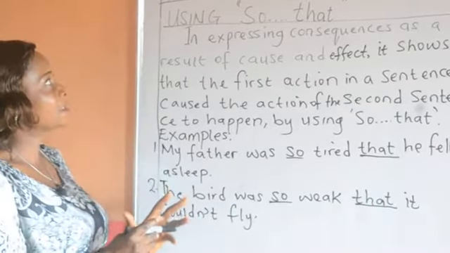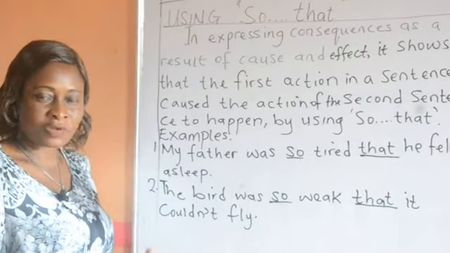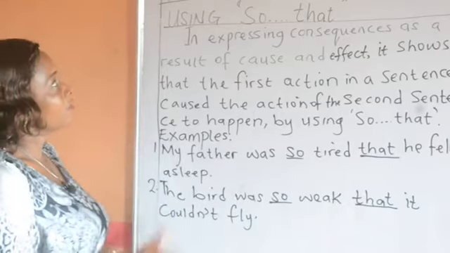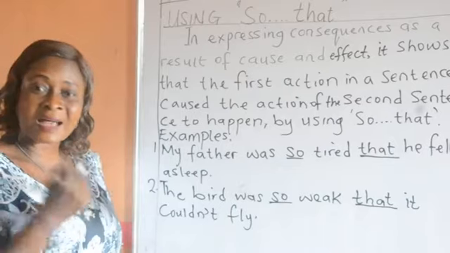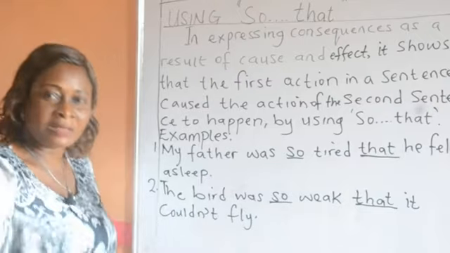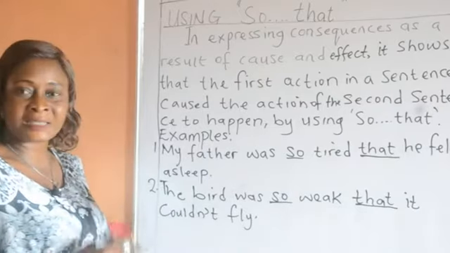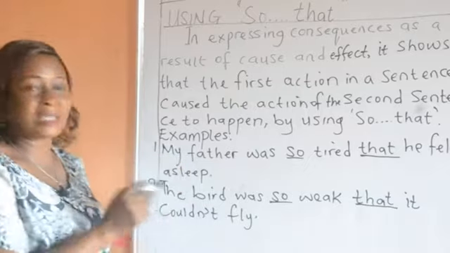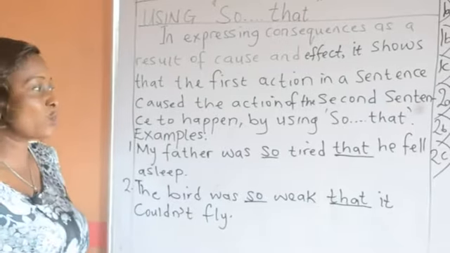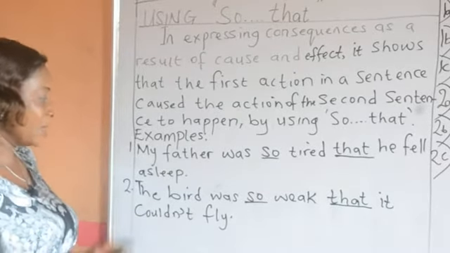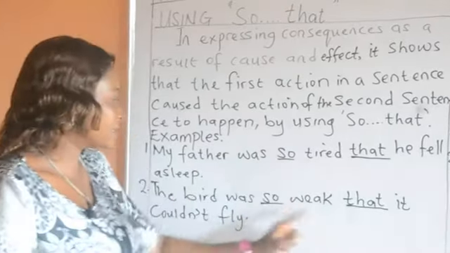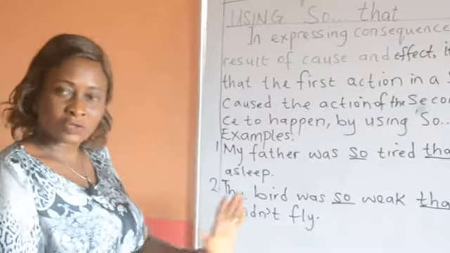So we have just looked at expressing consequences. When you say consequence, that's the total outcome of a particular action. Using as a result of cause and effect, you have cause and you have effect. Something gave rise to another. One thing made the other thing to happen. The first sentence in a particular sentence is what gave rise to the second one. My father was so tired that he fell asleep. The bird was so weak that it couldn't fly. So the underlying words, they are what we are looking at. So take note of that.